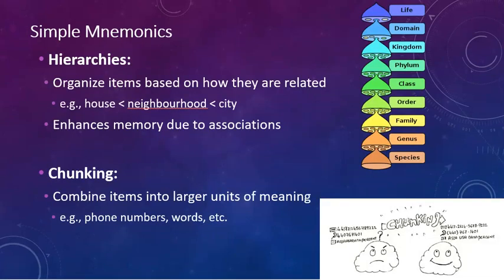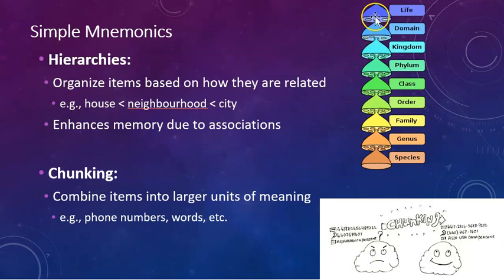So again, we're going to talk about some of these simple mnemonic devices. The first one would be hierarchies. Being able to organize items based on how they're related will help us enhance our memory due to the association. So we're giving items a relationship to one another to help us remember things. An example would be that your house is in a neighborhood which is in a city. So a city is bigger than a neighborhood, which is bigger than a house. So we're kind of putting things in order based on size here.